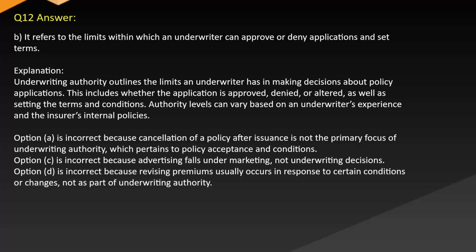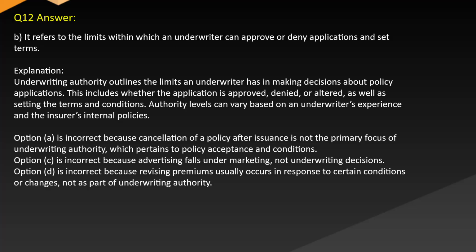Answer: B. It refers to the limits within which an underwriter can approve or deny applications and set terms. Explanation: underwriting authority outlines the limits an underwriter has in making decisions about policy applications. This includes whether the application is approved, denied, or altered, as well as setting the terms and conditions. Authority levels can vary based on an underwriter's experience and the insurer's internal policies.